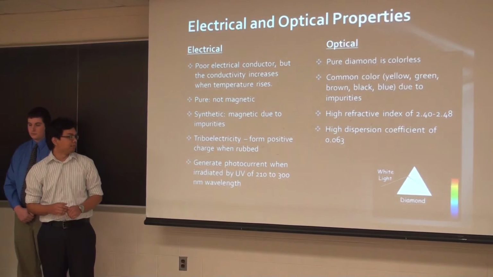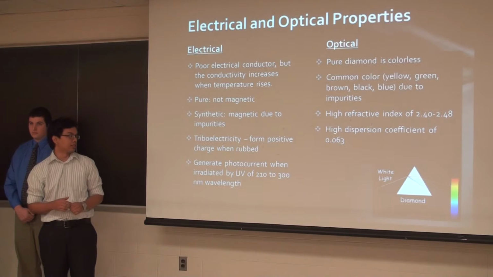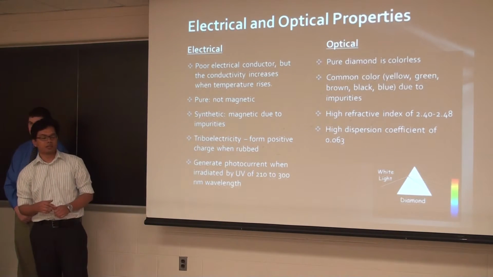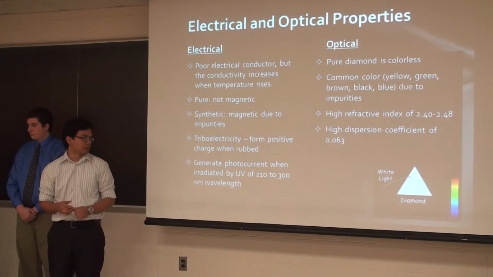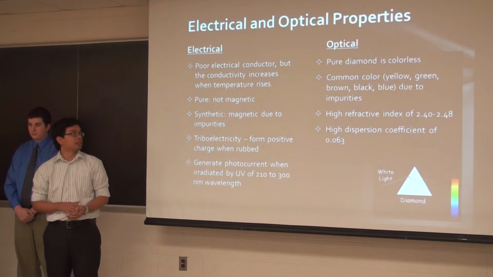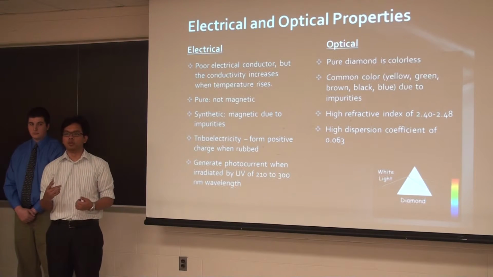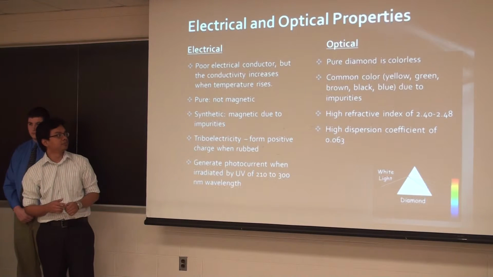Right? And then diamond also has the capability to generate photocurrent when it is irradiated by UV light of wavelength from 210 to 300 nanometers. For the optical properties, pure diamond is colorless, but the diamonds that we see every day have color: blue, red, yellow. This is because of impurities, like Thomas said before.